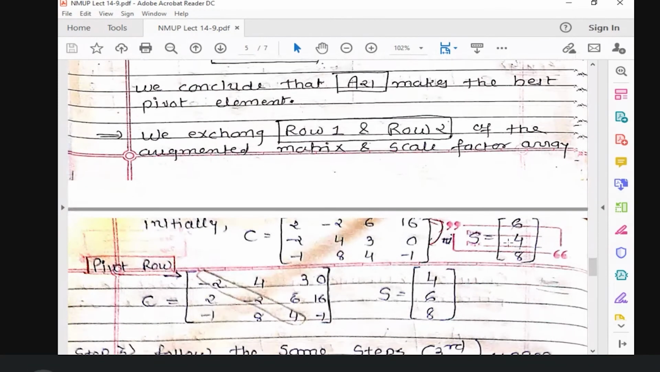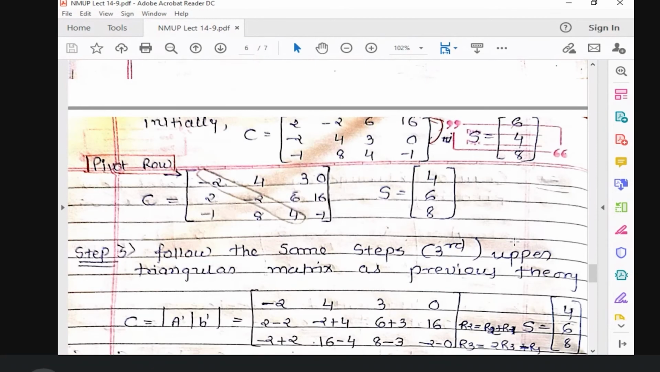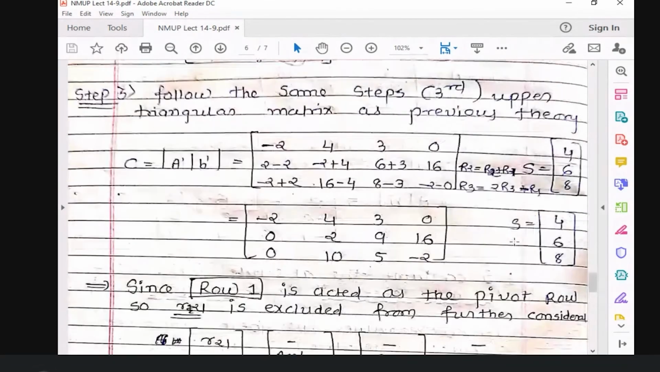Now after interchanging row 2 with row 1, what did we get? We got the new matrix: minus 2, 4, 3, 0. And with that, we have to change the same values in the S matrix also, right? In the same way, again, you have to perform these Gauss elimination steps, with the help of the upper triangular matrix, just calculate the values, okay?